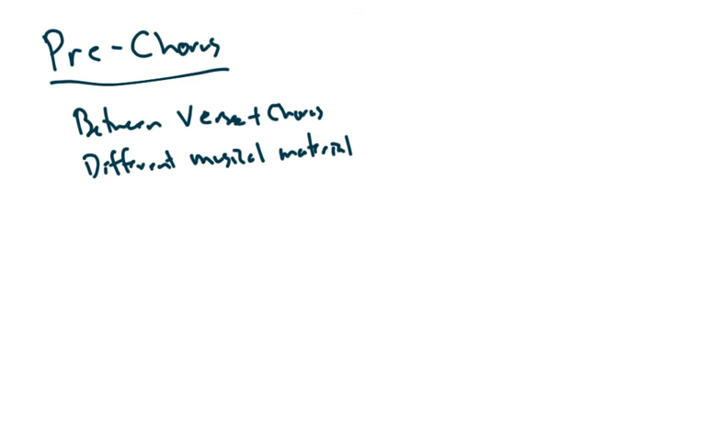So in a pre-chorus situation, this gives us a chance to introduce some different musical material, vary things up a little bit. Sometimes the text is varied. Sometimes it's not. So sometimes the pre-chorus will be the same every time that it comes back, same text that is. Sometimes it will actually be different material.